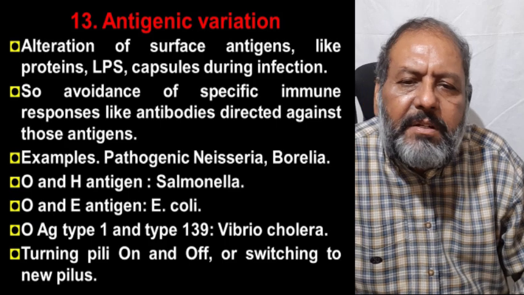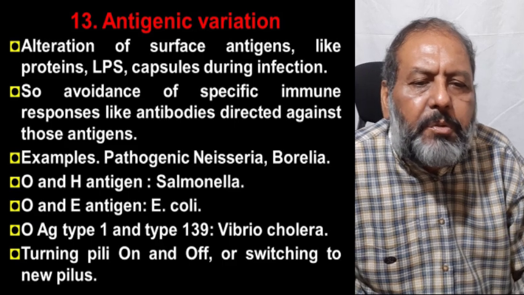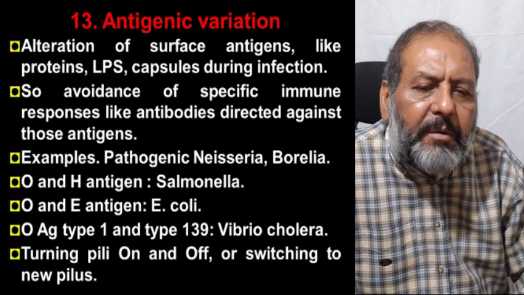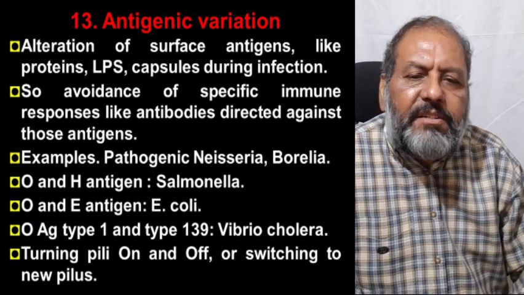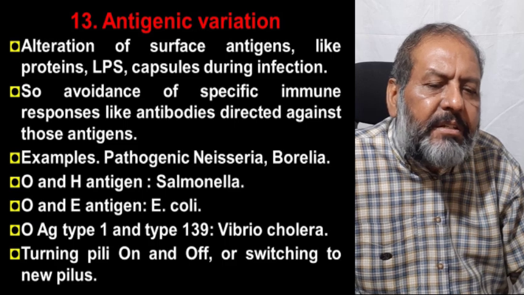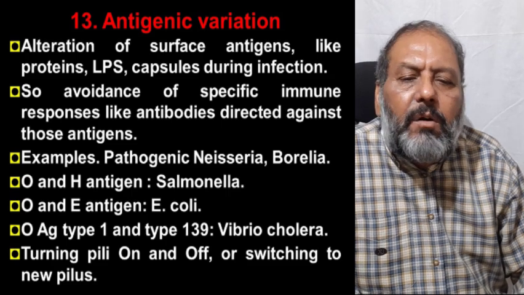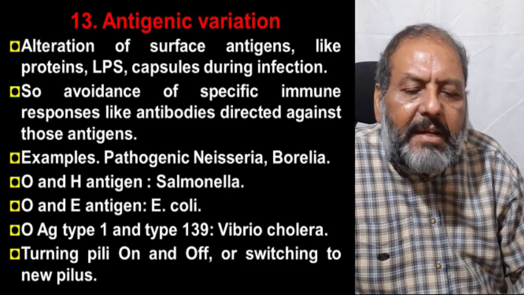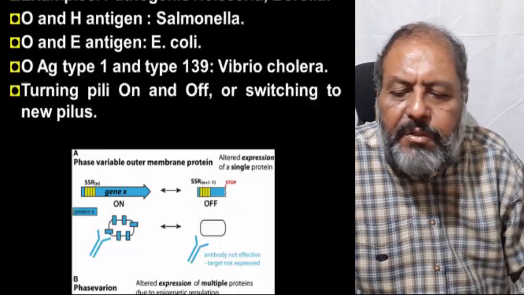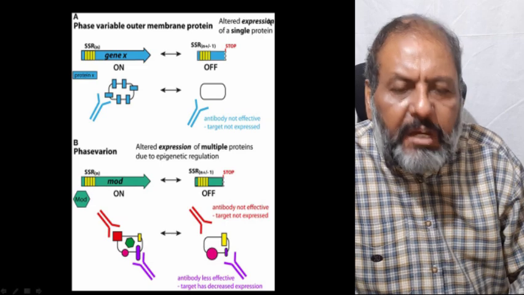Now, 13th parameter is antigenic variation. Alteration of the surface antigen like protein, LPS, capsules during infection, so there is avoidance of the specific immune response like antibodies which is directed against these antigens of protein, LPS, capsules. Examples are the pathogenic Neisseria, O and H antigen of the Salmonella, O and E antigen of E. coli, O antigen type 1 and type 139 Vibrio cholerae, turning pili on and off or switching to the new pili. So this is the process by which one can avoid the phagocytosis.